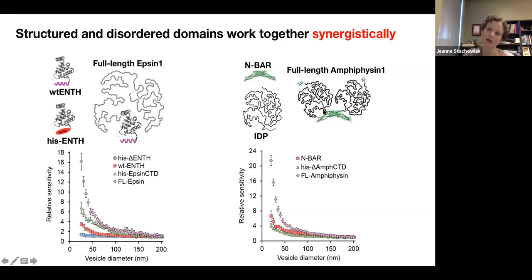And we don't fully understand that, but our hypothesis is that this dimer brings these two disordered domains so close together that now not only do they have to avoid the surface, they have to avoid each other. And so there's a really strong preference for binding a really curved vesicle that will provide more volume above the membrane surface for these disordered domains to get away from the surface and get away from each other.